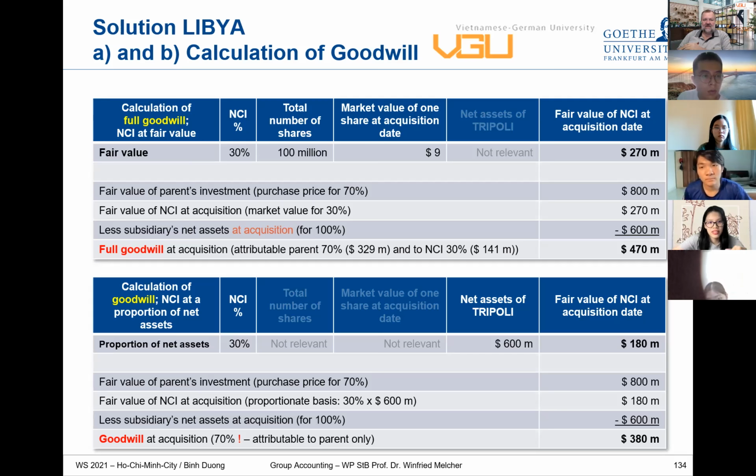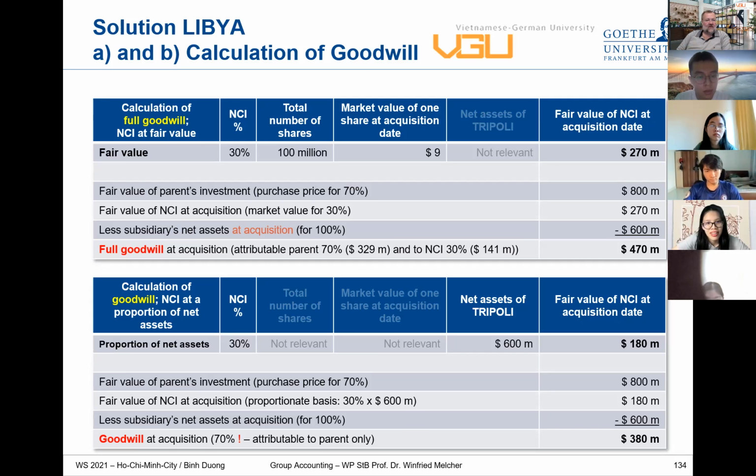When we don't have a stock price, but in case we have a stock price, what do we have to do? Do we have to follow the full goodwill method, or do we have to still follow the goodwill method and proportion of net asset method?